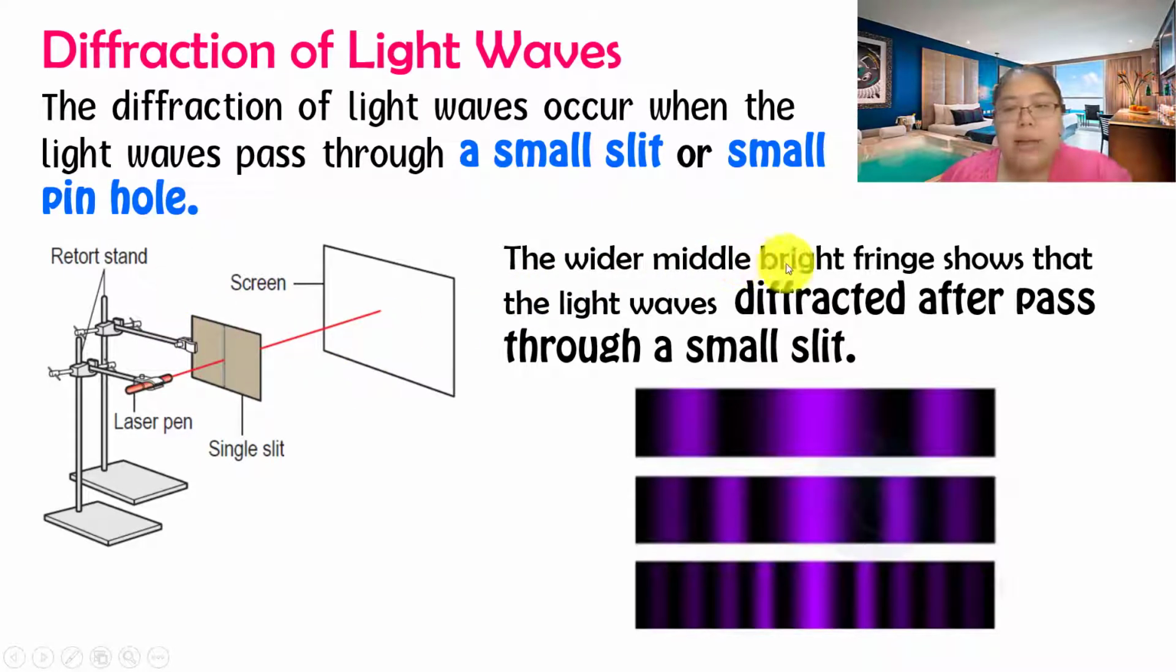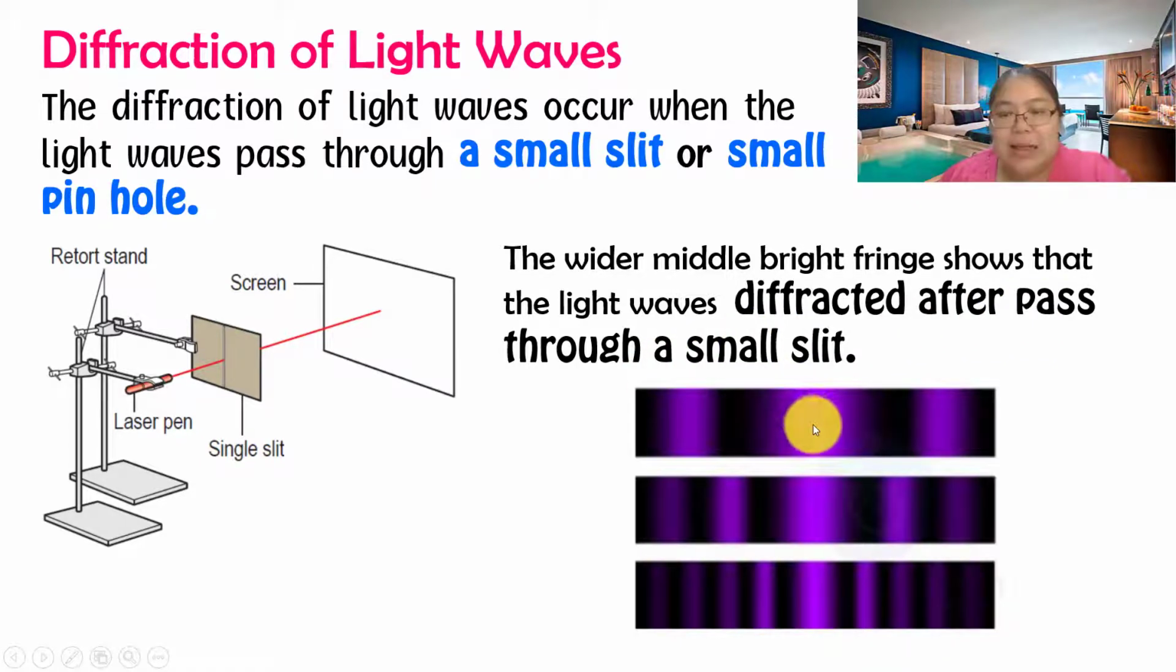The wider the middle bright fringe, meaning the center one, shows that the light wave has diffracted when it passes through this slit. After they open wider, the screen will be full of light, but the light has different colors. Normally we don't say color, we say bright and dark fringes. So if I use a purple laser, this one is the result after diffracting through a small slit.